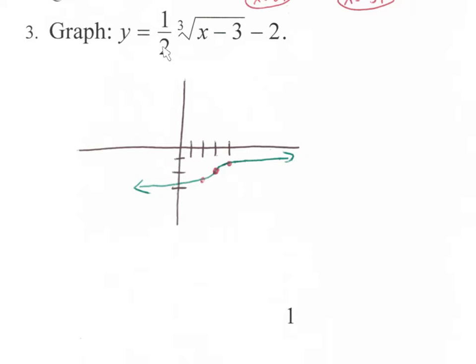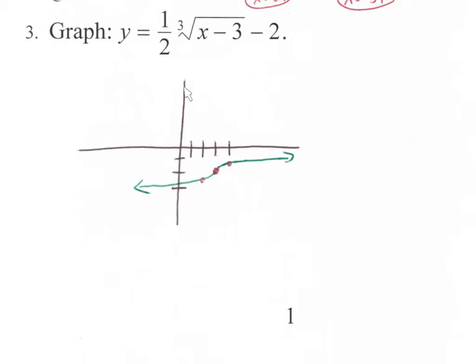Alrighty, now with this one, I am graphing a cube root graph. So a cube root graph has this look. My HK is 3, negative 2, because it's the opposite of this, negative 3. So go over 3, down 2. There's my HK right smack in the middle.